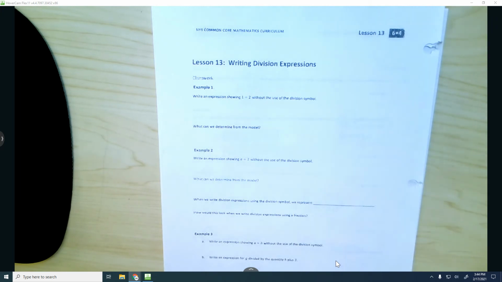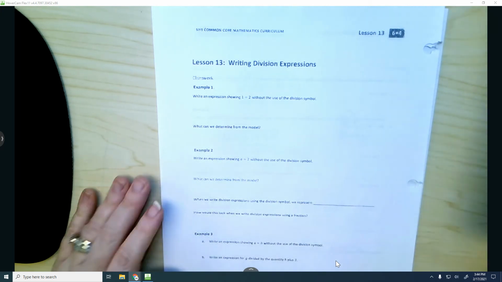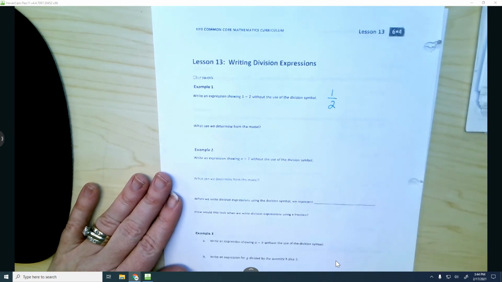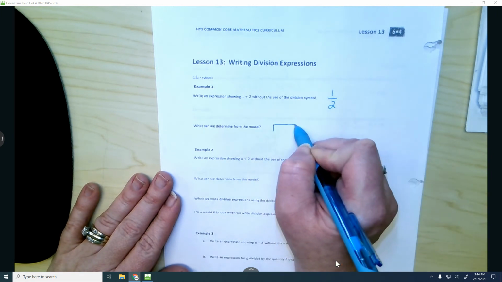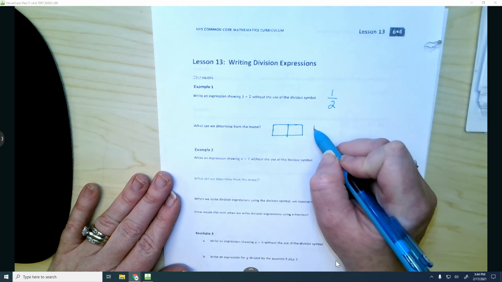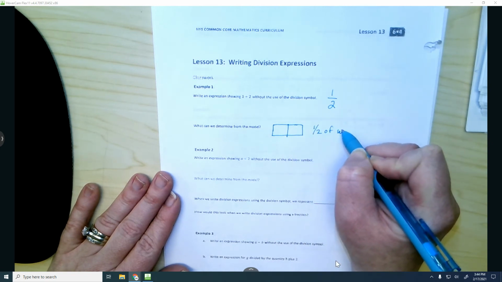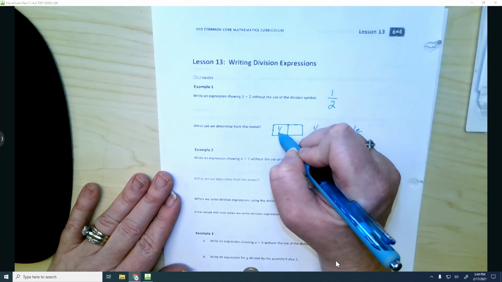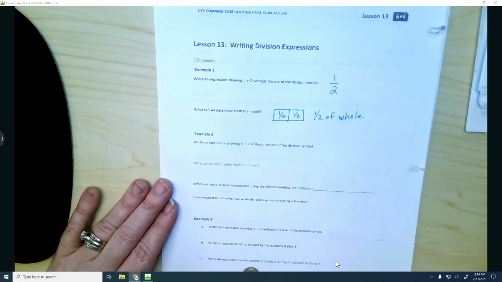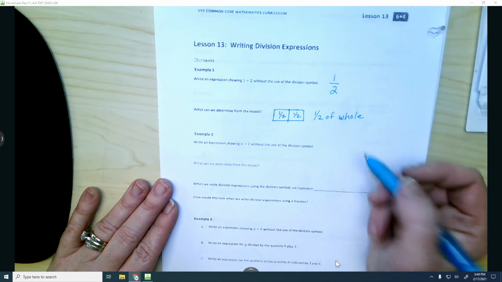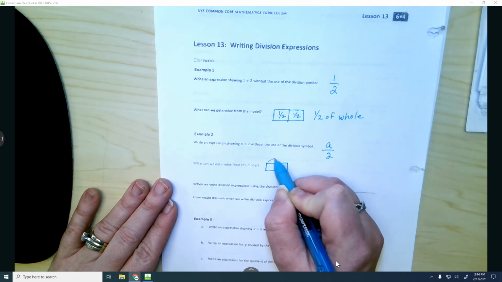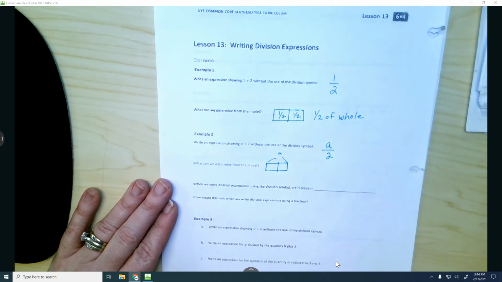Write an expression showing 1/2 without using a division symbol. 1/2. Well, let's see if this works. 1/2. Yep, that works. And if we were to draw a model, we're saying half of the whole. What if we want to do the same thing, but this time it just says a divided by 2? So again, a over 2. And you're showing in the model that all of this is a, and we're dividing it into two parts.